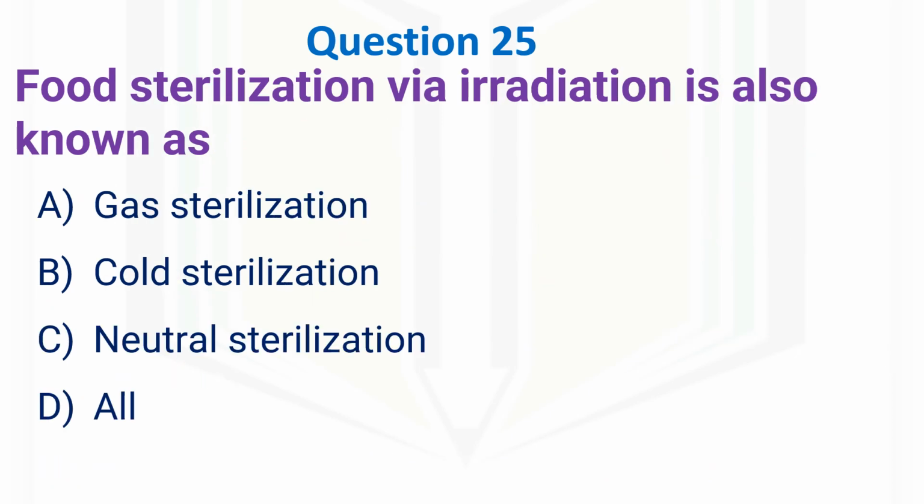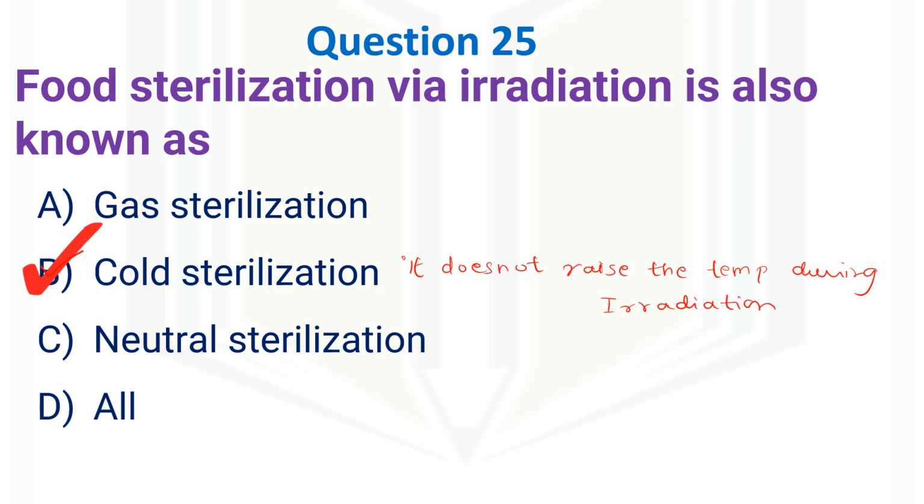Question number 25. Food sterilization via irradiation is also known as. Options are gas sterilization, cold sterilization, neutral sterilization, and all. Correct option is option number B, cold sterilization. It is called cold sterilization because it does not raise the temperature during irradiation. So there is no type of heat involved.